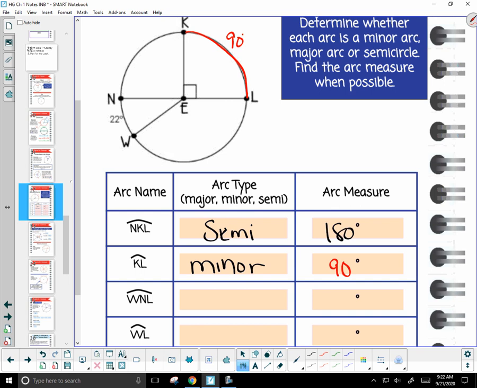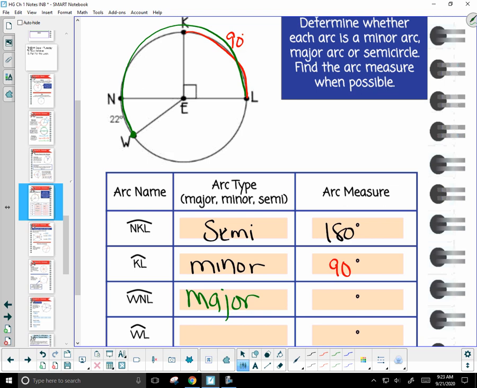Good. How about WNL? Is that major, minor, or semicircle? Major. Okay, so it starts here at W, then goes to N, and then it ends up at L. All right, so now we got to find the arc measure.